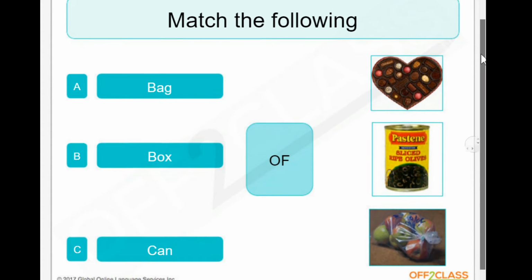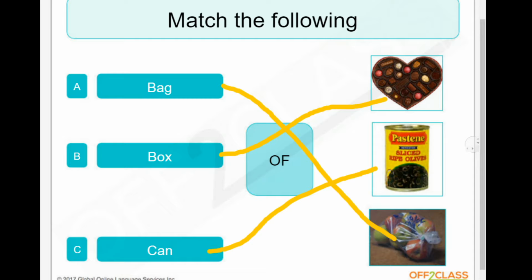We have a bag of fruit or apples, a box of chocolates, a can of olives. Please repeat. A bag of apples, a box of chocolates, a can of olives. Very good. Excellent.